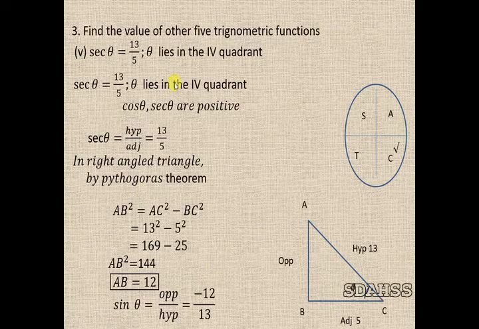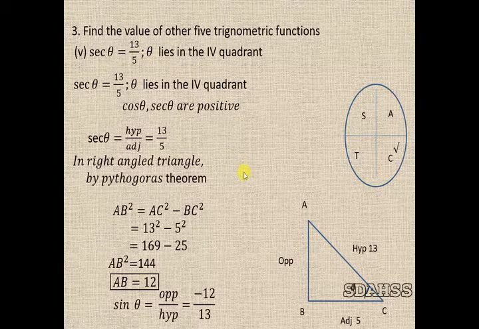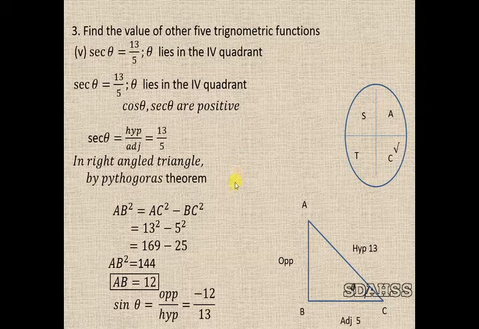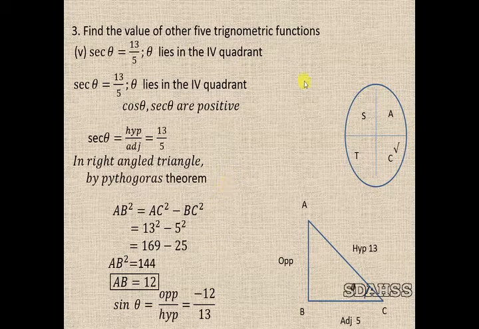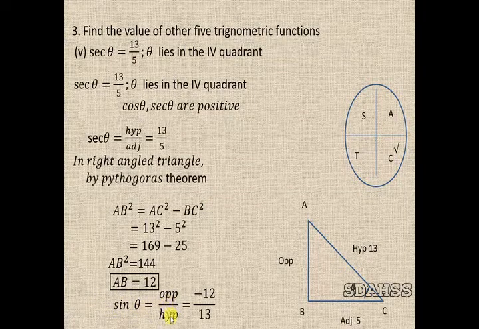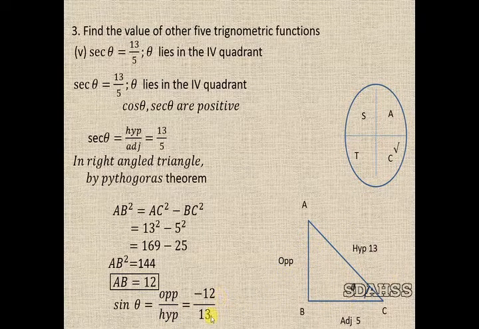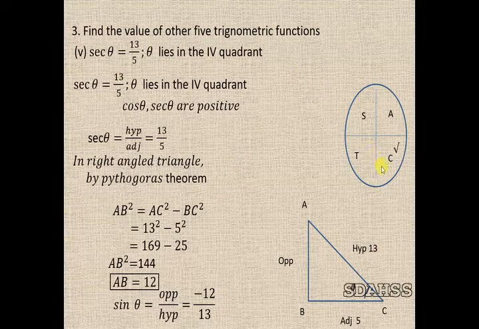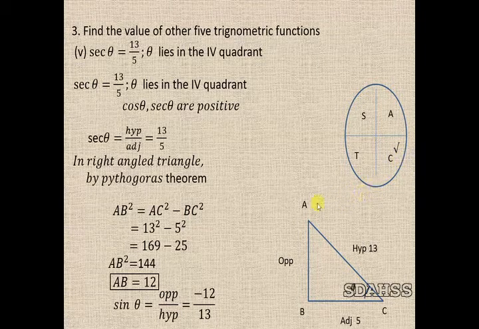Then we want to find the other trigonometric ratios: sin theta, cos theta, tan theta, cosecant theta, cot theta. First of all, we find sin theta. We know that sin theta is equal to opposite by hypotenuse. Here opposite side is 12 and the hypotenuse is 13, so 12 by 13. Theta lies in the fourth quadrant. In the fourth quadrant, only cos theta and secant theta are positive. Other functions are negative, so use a negative sign here.